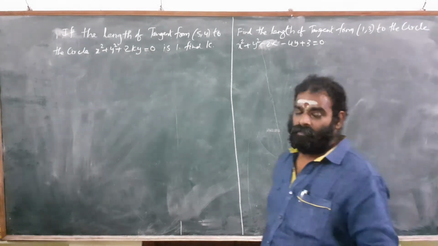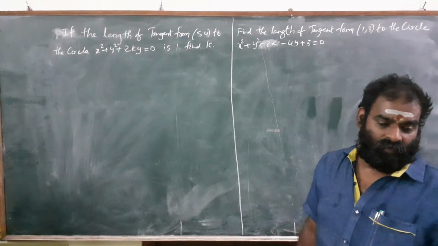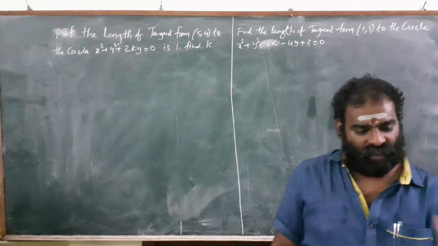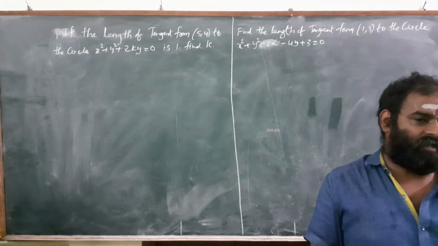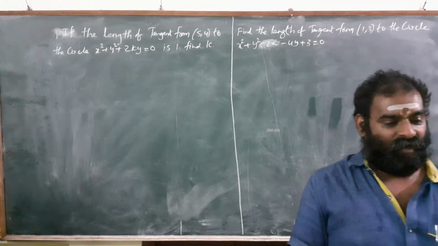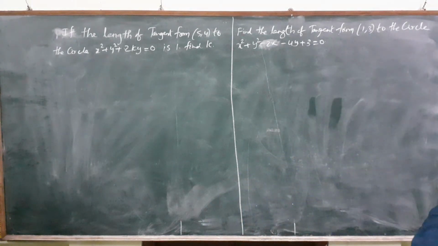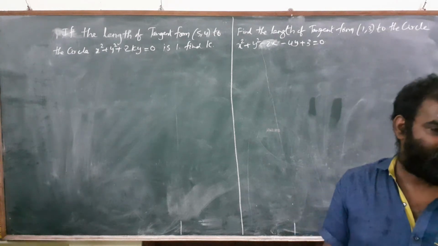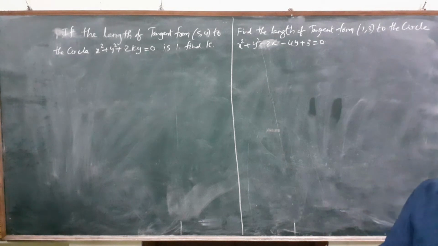So the next models, you have to see, here we have two problems based on the concept length of the tangent. So friends, in the last class we discussed the length of the tangent. What is the formula for the length of the tangent? Say, root S11. Very good. Root S11.